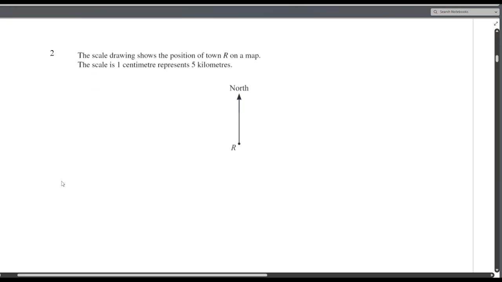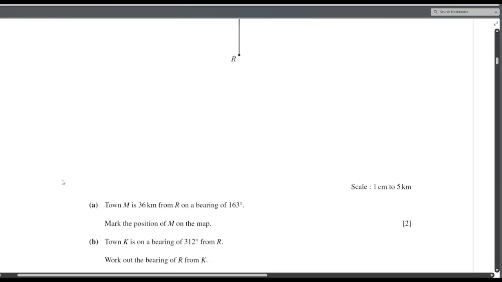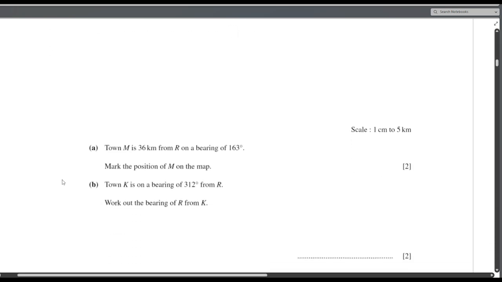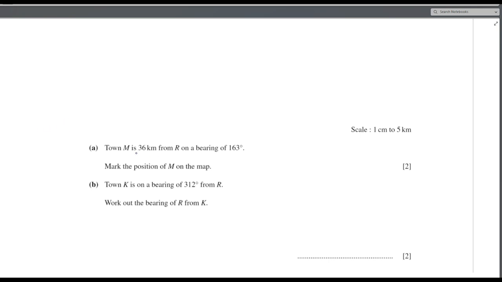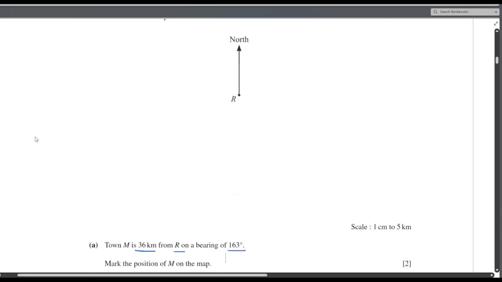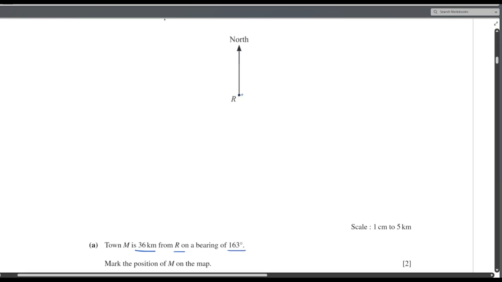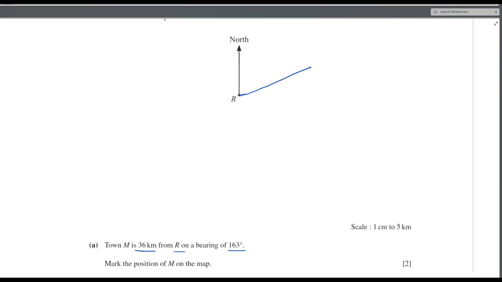Now the second question. The scale drawing shows the position of town R on the map. The scale is 1 centimeter represents 5 kilometers. Now town M is 36 kilometers from R on the bearing 163. So from this R, at an angle of 163, you can draw a line.